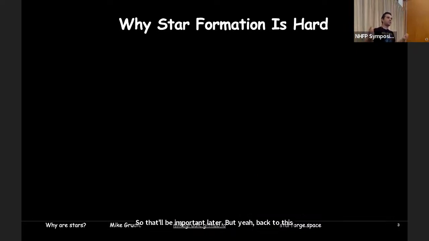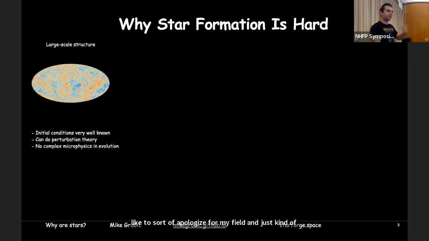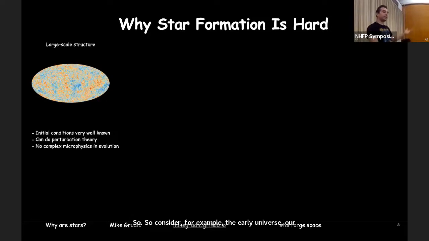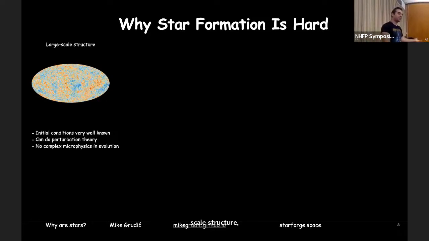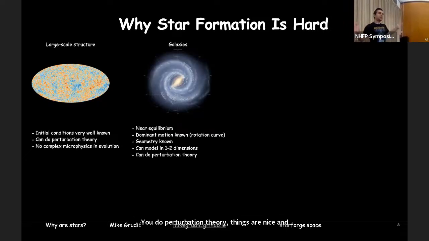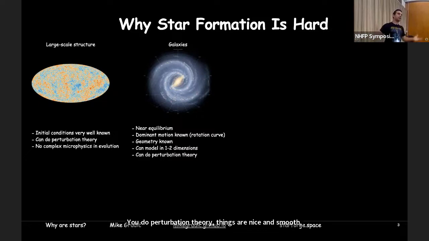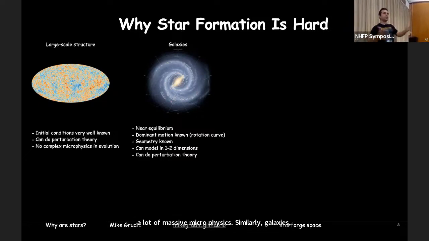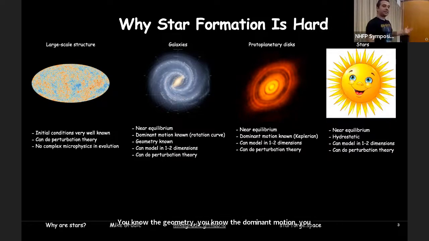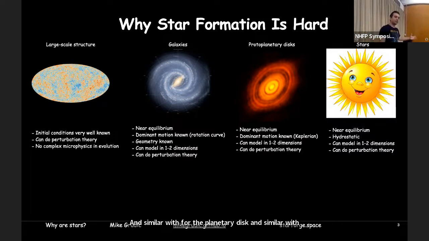Well, first I'd like to apologize for my field and give you some intuition for why we haven't figured this out yet. So consider, for example, the early universe large-scale structure. The initial conditions are very well characterized. You can do perturbation theory, things are nice and smooth, not a lot of nasty microphysics. Similarly, galaxies are in a quasi-equilibrium. You know the geometry, you know the dominant motion, you can model them in reduced dimensionality. And similarly with protoplanetary disks, and with stars, which are essentially in hydrostatic equilibrium. You can run your 1D MESA model and it gets most things right.